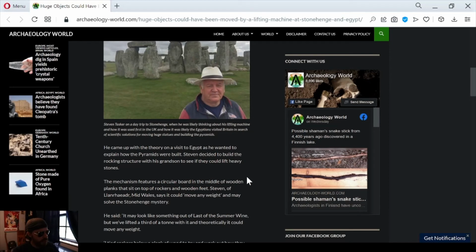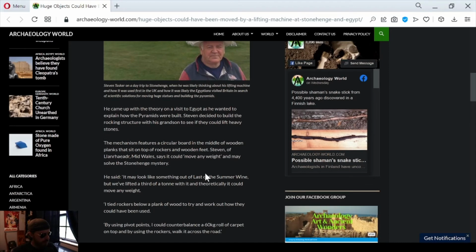He came up with a theory on a visit to Egypt as he wanted to explain how the pyramids were built. Stephen decided to build the rocking structure with his grandson to see if they could lift heavy stones. The mechanism features a circular board in the middle of wooden planks that sit on top of rockers and wooden feet. Stephen of Llanrhaeadr, Mid Wales, says it could move any weight and may solve the Stonehenge mystery.